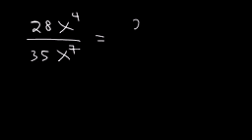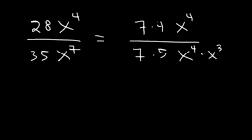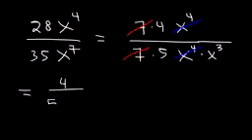Now in this example, I'm going to break down 28 into 7 and 4. 35, I'm going to break it down into 7 and 5. X to the 7th, I want to write it as x to the 4th times x to the 3rd, because 4 plus 3 adds up to 7. Notice that I can cancel a 7, and I can cancel x to the 4th. So the final answer is 4 divided by 5x cubed.